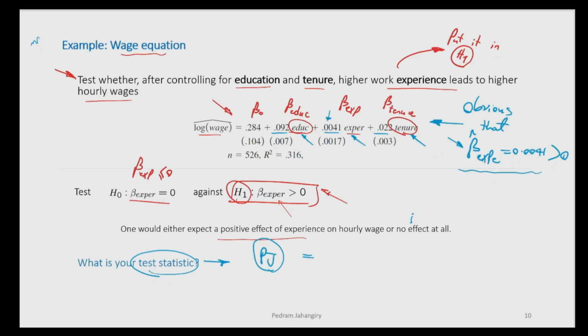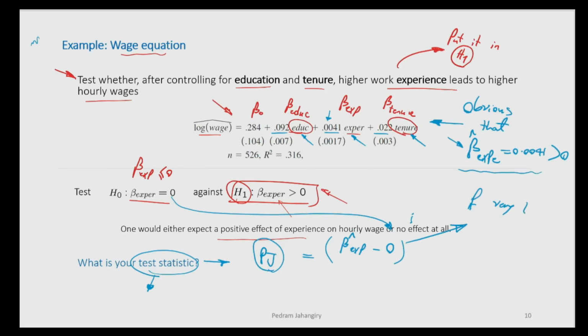So how about I go like this? I want to see that, at the end of the day, if this thing that I'm calculating minus 0, where is the 0 coming from? Because we're assuming that in the null it's 0. So let's focus on this one. If this number, beta hat of experience minus 0, is very large, is it good or bad? Again, the goal is to construct this test statistic. We're going to give it a proper name at the end of the day, but let's start with PJ.